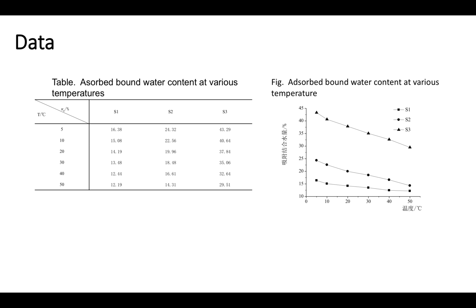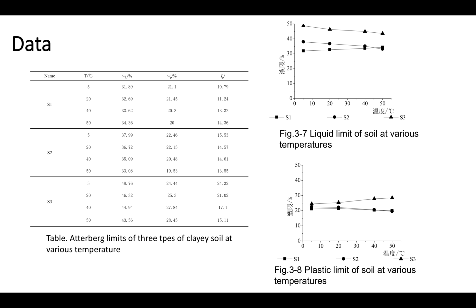You will find this data in the laboratory test using the S1, S2, S3 samples. Then I change it to this picture, and you will find the data changes very clearly. This is the data about the length of the three types of soil at various temperatures. This is the liquid length, the second picture is the liquid length of the soil at various temperatures, and S3 is the plastic length of the soil at various temperatures.